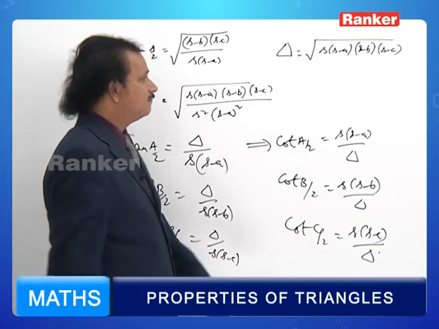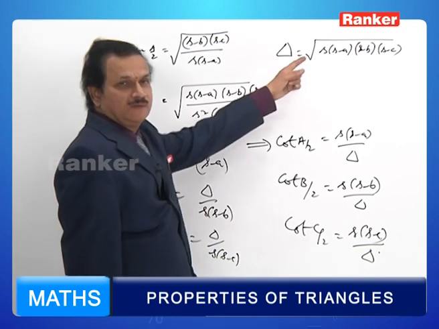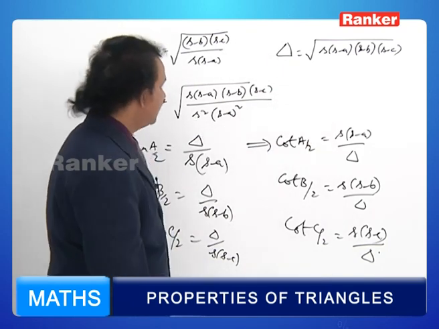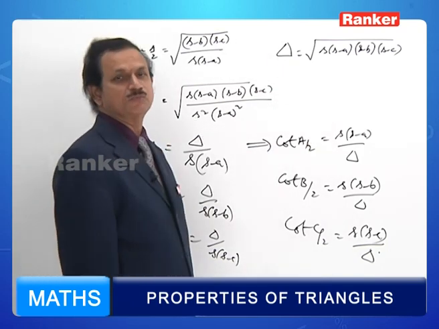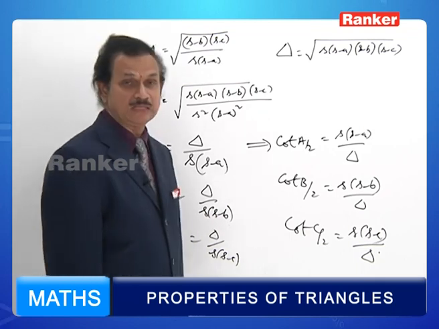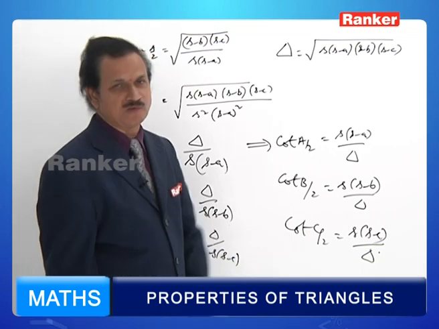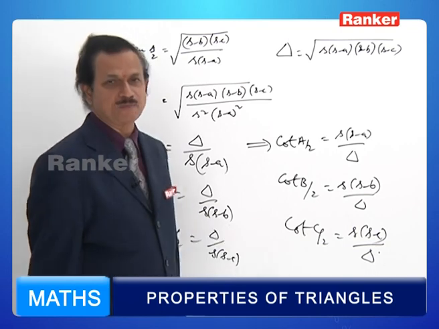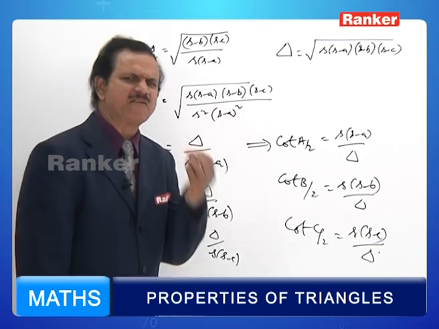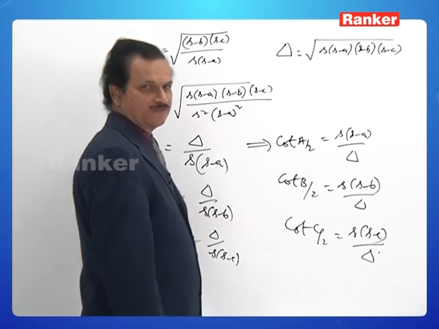Yes, here we could have made use of a beautiful formula, namely delta is equal to square root of S into (S minus A) into (S minus B) into (S minus C). Let us observe its proof. It's a single line proof, of course, or at most two lines. Very, very simple. Let us observe it.